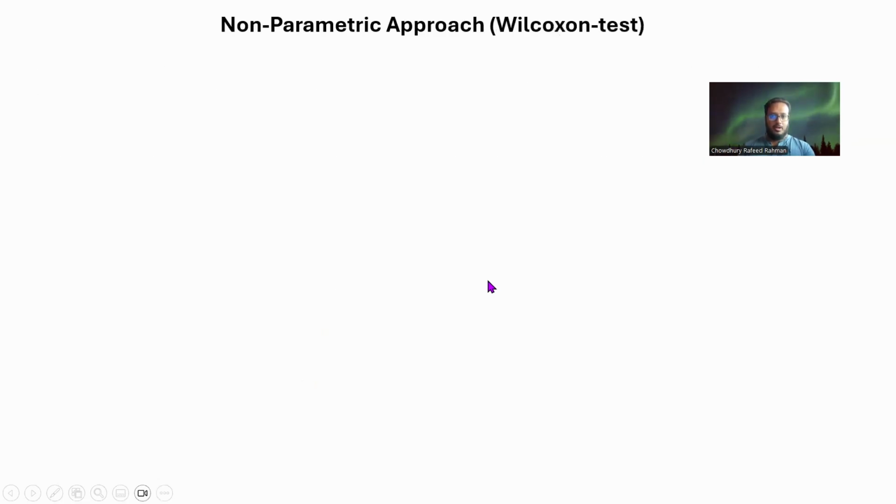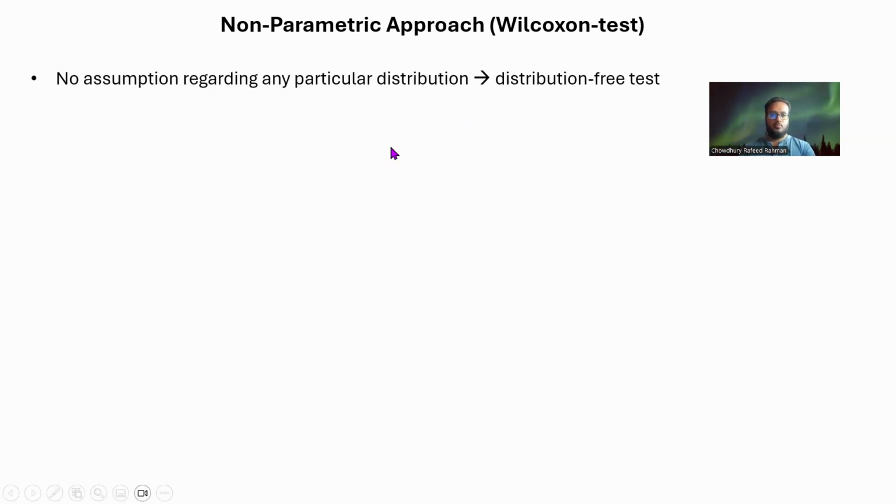Okay, so what about the non-parametric approach? You can solve the exact same problem of BD men height versus BD women height using a non-parametric approach, which is the Wilcoxon test. This is one type of non-parametric test, and there are many different kinds of non-parametric tests which we are going to go through in detail throughout this series. Just to put things in perspective, in such a test, there is no assumption regarding any particular distribution. So it's a distribution-free test.